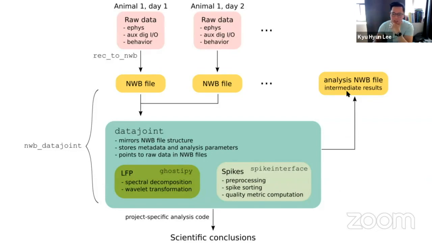So like I said, some of these steps generate intermediate results, and they're also saved in the analysis NWB file, which is basically another type of NWB file that contains these things. And we find that that's again quite nice for sharing because NWB is largely self-documenting. And after getting to this step, each individual lab member would write more project-specific analysis code to visualize the data and so on, and eventually reach some kind of scientific conclusions.